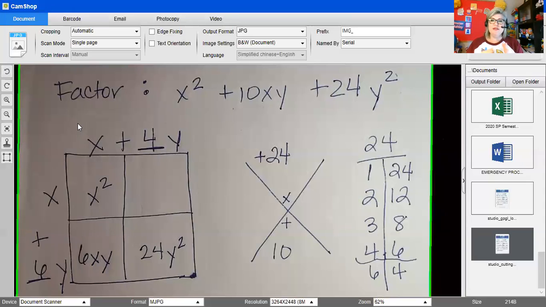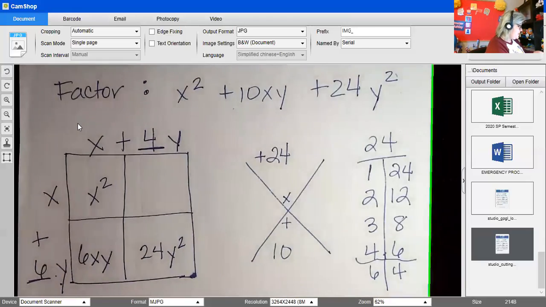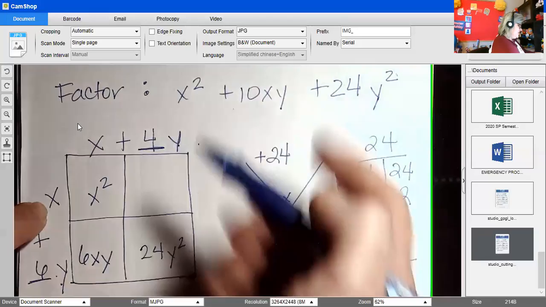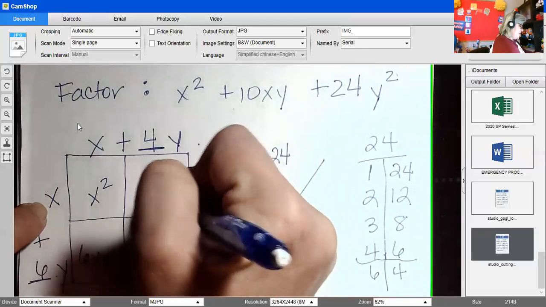So you might as well just go ahead and start training yourself to do this, because it'll serve you very well in your future math career. So 6xy is the way that we would say x times 6y. Then x times 4y. So that would be 4xy.